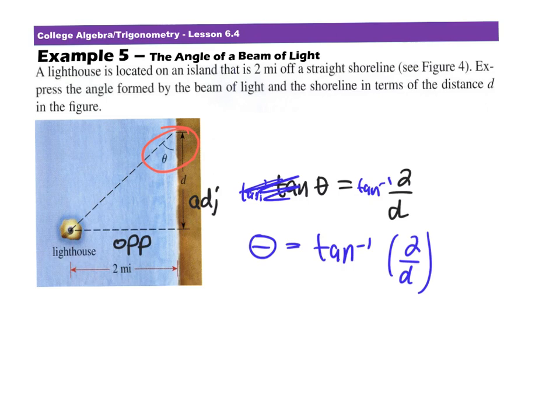And they wanted you to see that to get the tangent to go away, the opposite would be arctangent. Oh, okay. That's all it was. I was just reading too far into it. That's it. They're not looking for an answer or a number or anything like that.